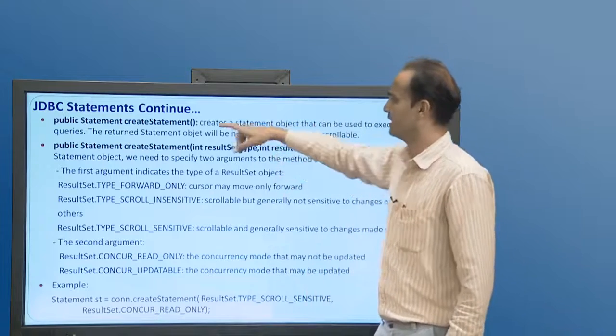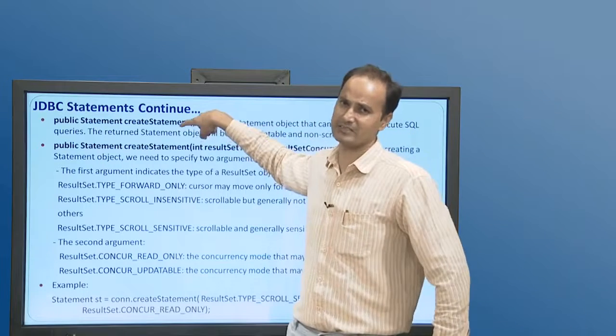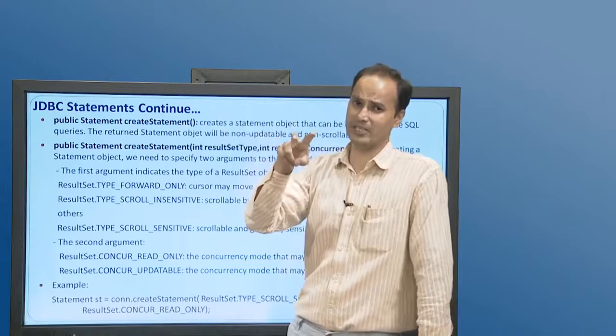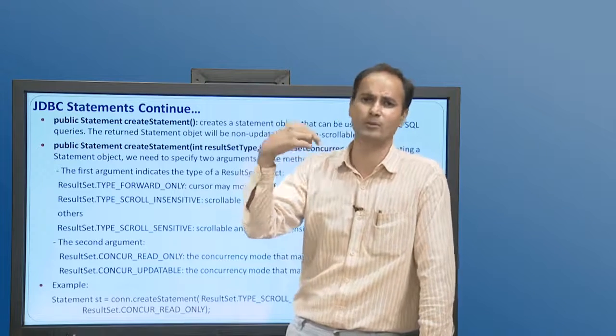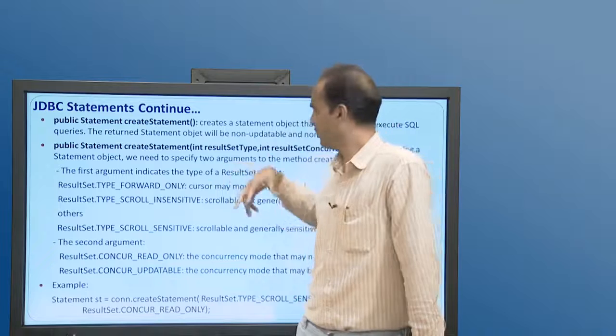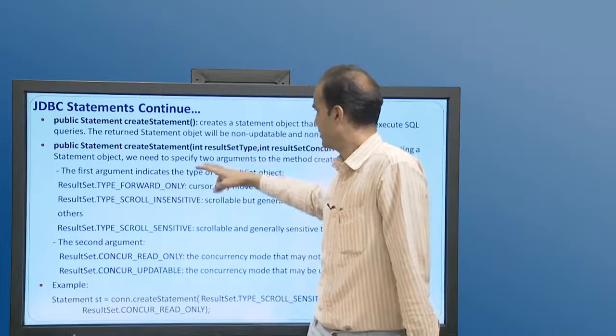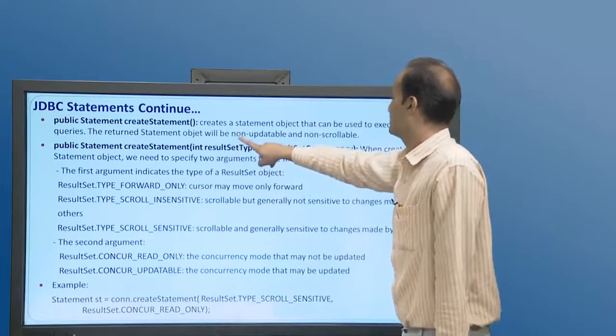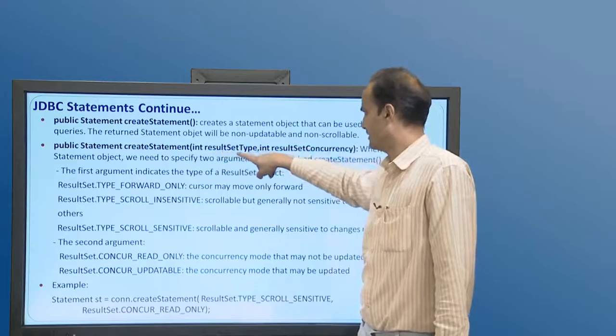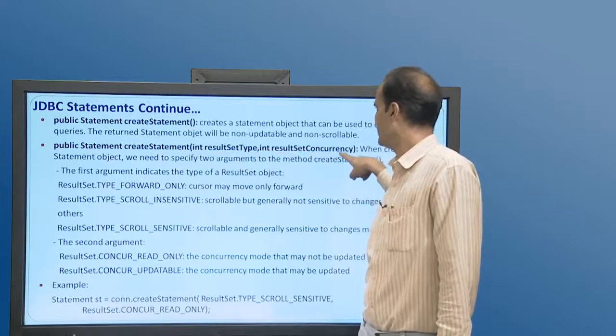Now, within the create statement method, we can pass parameters. There are two main important arguments that we will pass. If we do not pass them, it is okay, then the default arguments will be passed. But if we want to pass, most importantly we can pass two arguments: one is the integer result set type and the second one is result set concurrency.